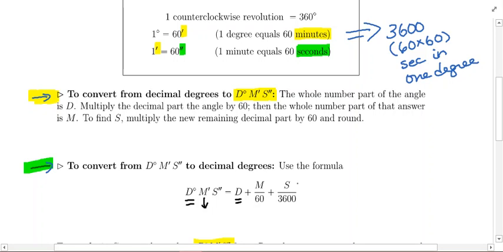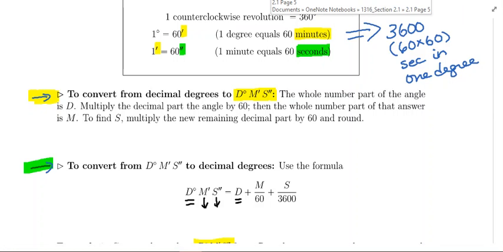And then finally, you're converting seconds back into degrees because we are turning this thing into a decimal degrees. We know that there are 3600 seconds in 1 degree, so that's why you're taking s, the number of seconds, and dividing by 3600. Okay, so we're going to go ahead and apply that formula here. So I'm going to go back to example 3 and write down this formula.